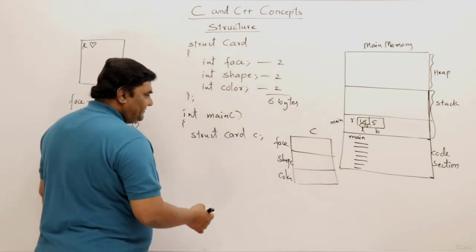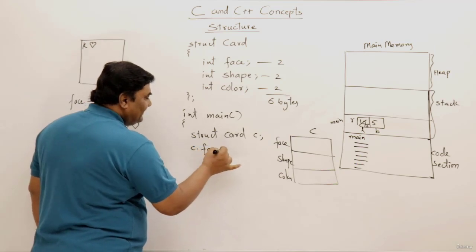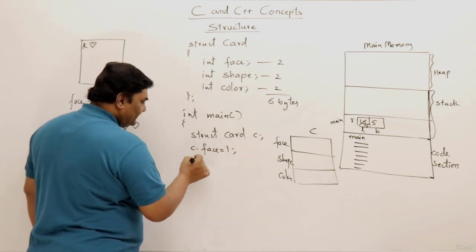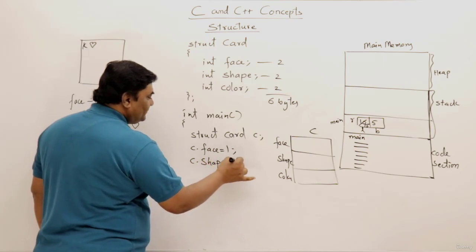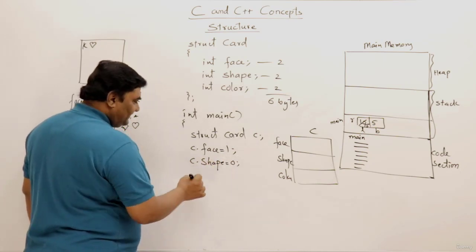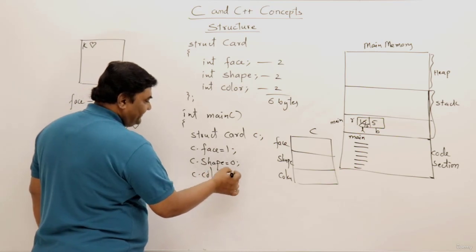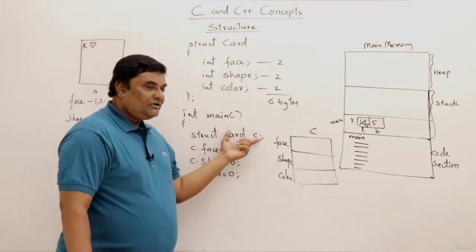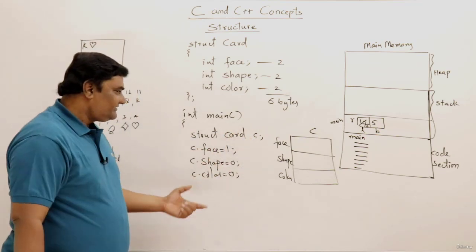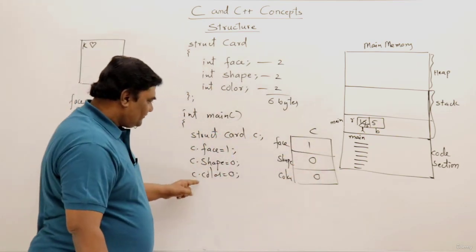Now I can access all these members by using dot operator. I can say C dot face assign ace. So for that I will write 1. C dot shape, the shape is suppose 0. So this is for club or clover. Now C dot color, this is black color definitely. So this is 0. So this is how I can create a variable of type structure, and I can initialize its member. So this will be 1, 0, 0. So you can see that I am using dot operator.